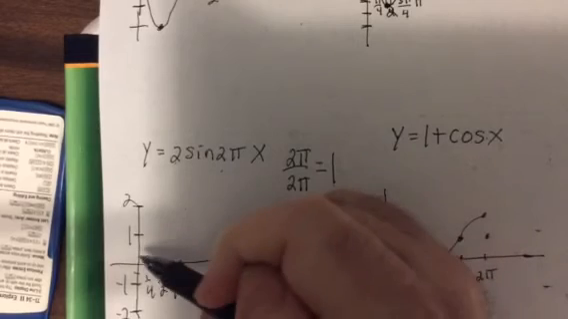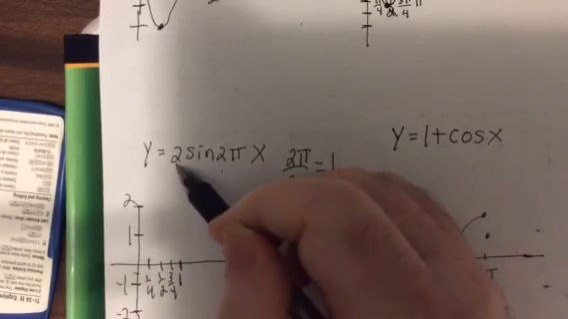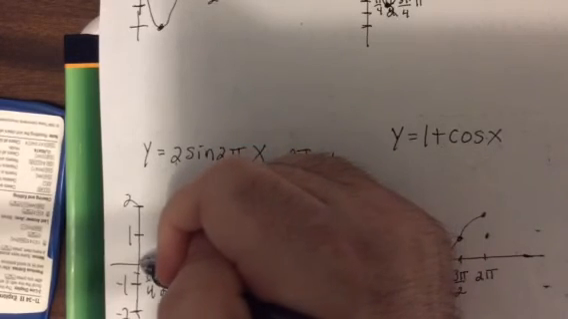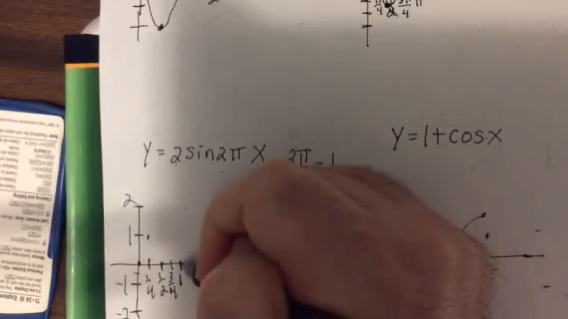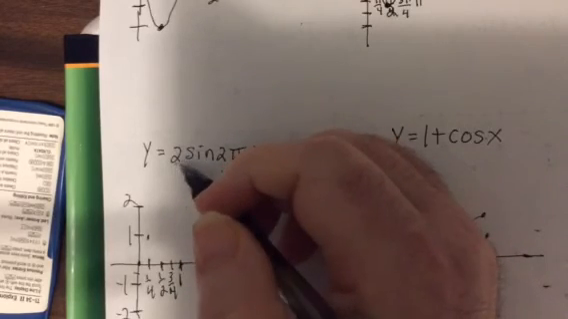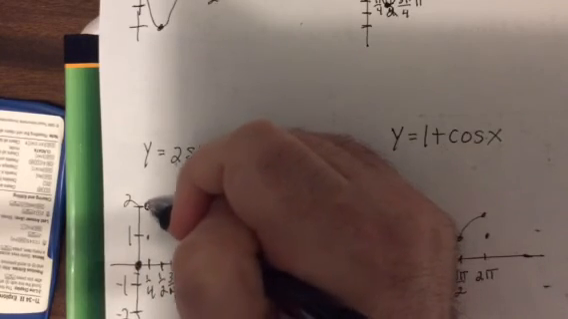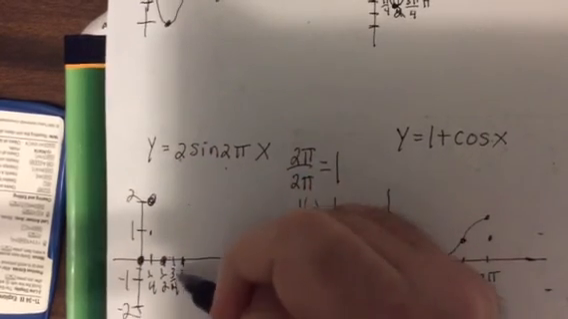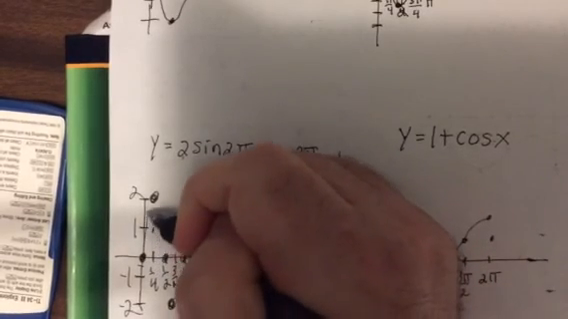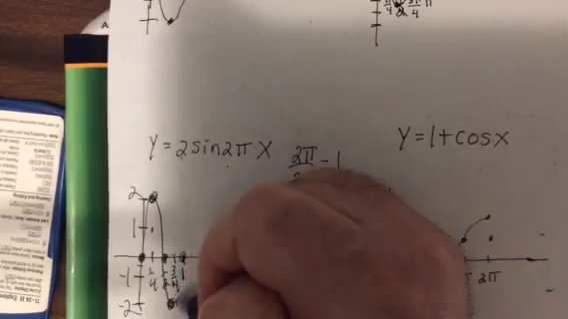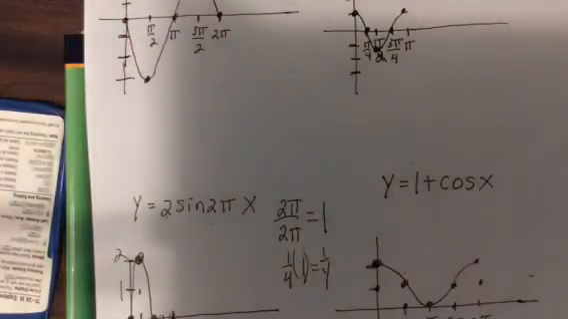Now, sine is 0, 1, 0, -1, 0, and I'm going to multiply everything by 2. Now, if you want to, I have no problem, just draw a little dot so you know where you're at. Now multiply by 2. So 0, 1 times 2 is 2, 0. -1 times 2 is -2, 0. And then curve it. Notice how it's squished together. Oh, because the period was squished.